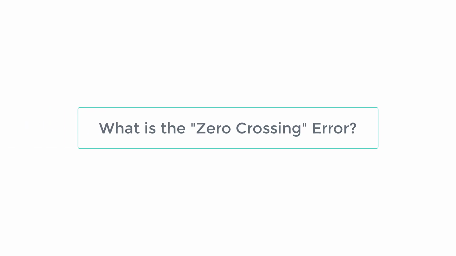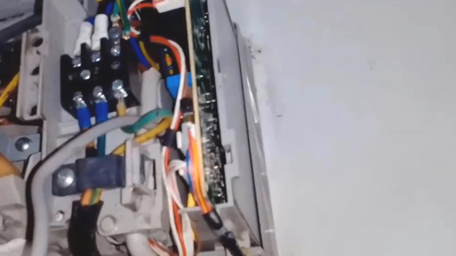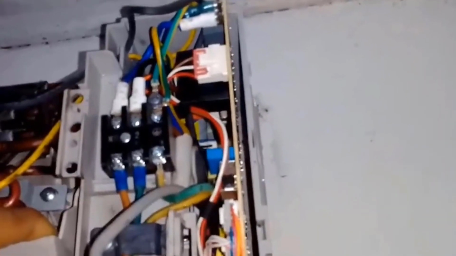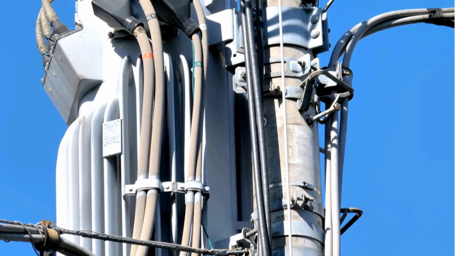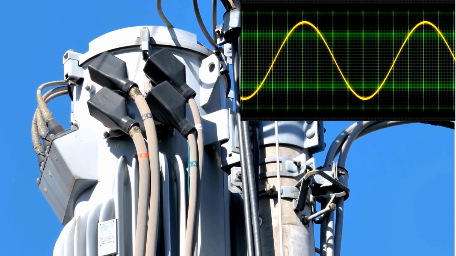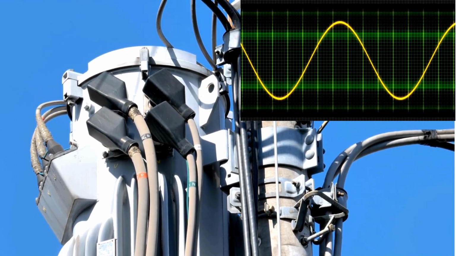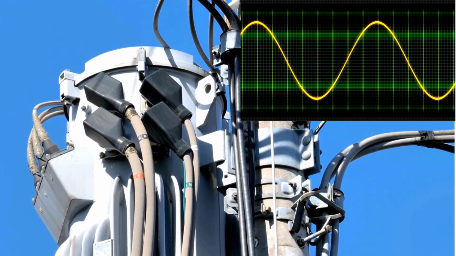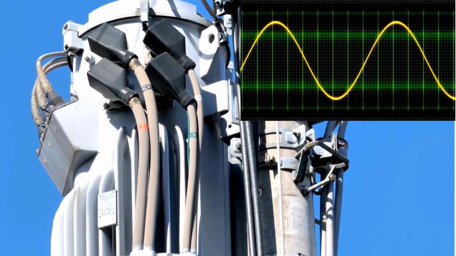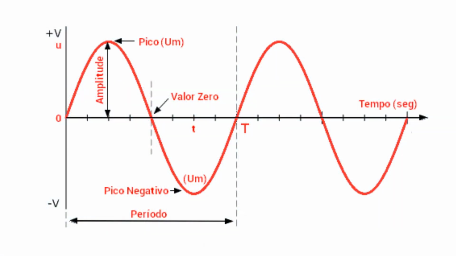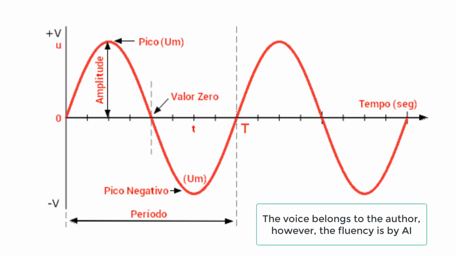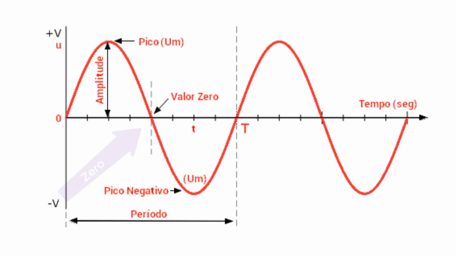What is the zero crossing error? The zero crossing error in an air conditioner, especially in inverter models, indicates a problem in detecting the exact moment when the voltage in the electrical network changes polarity from positive to negative and vice versa. This precise detection is essential for the correct operation of the inverter compressor, which continually adjusts its speed to optimize energy consumption and thermal comfort.